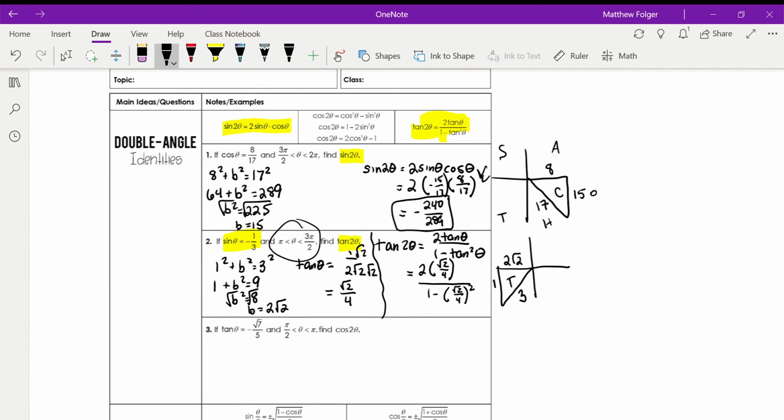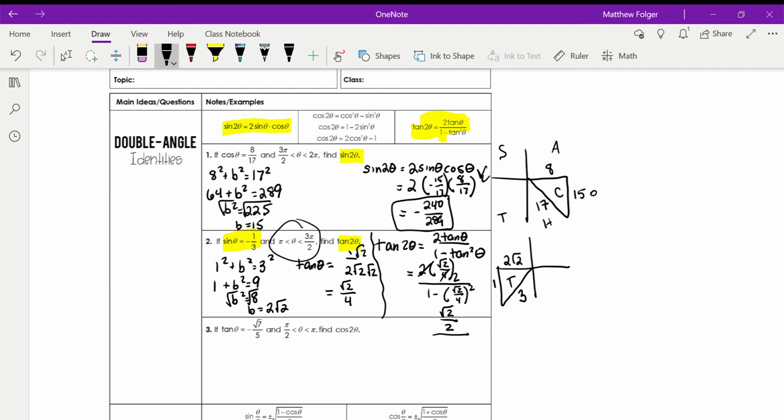All right. 2 times square root of 2 over 4 is, these cancel, and you end up with square root of 2 over 2 on top. This is the toughest part. So if you get to this point, that's most of the credit. This reducing part is fairly difficult.